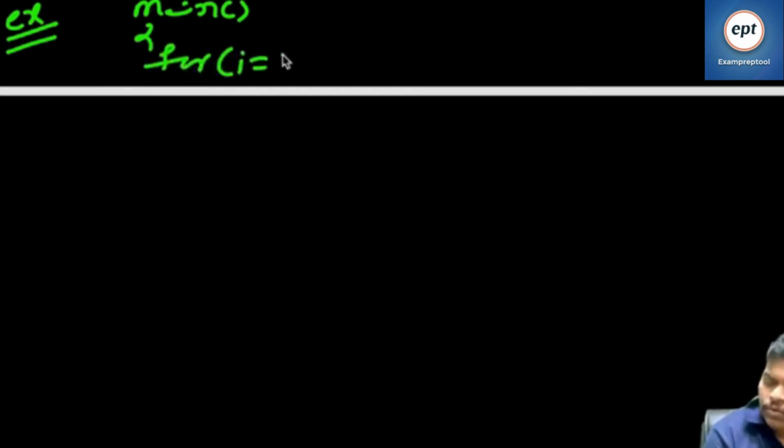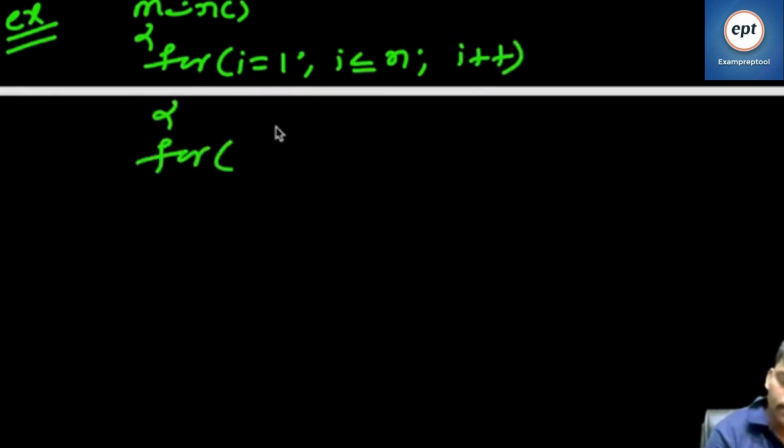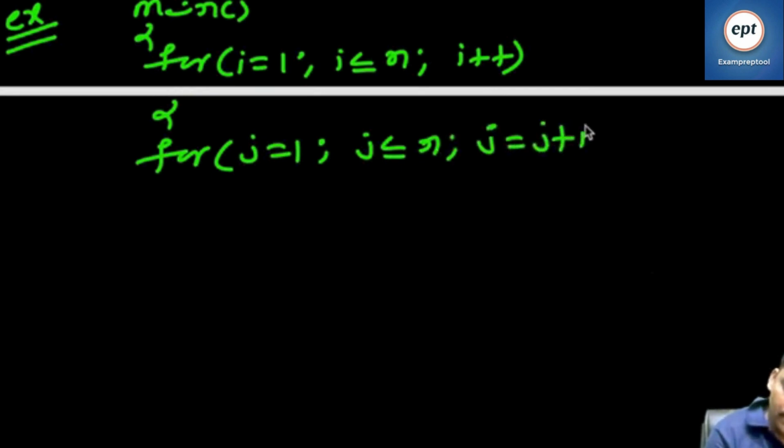for i = 1, i less than or equal to n, i plus plus, for j = 1, j less than or equal to n, j = j + i, x = y + z.